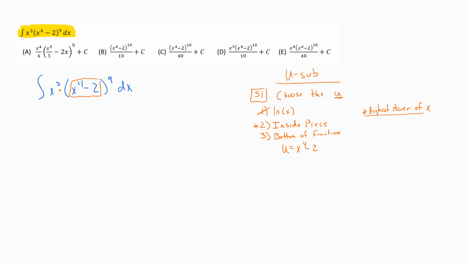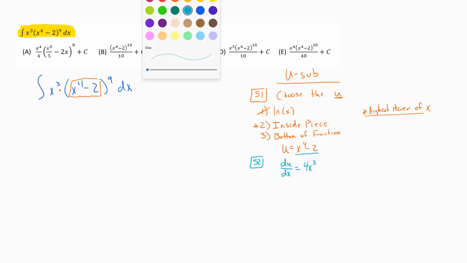Once you've selected your u, the second step of the process is to find the derivative. So in this situation, I do du dx, and I always want to use that derivative notation when I'm doing u substitution. And I work through the derivative of this equation following my power rule. So I bring the power down, subtract 1 from the power, and then the derivative of negative 2 drops off. The derivative of a constant is 0.